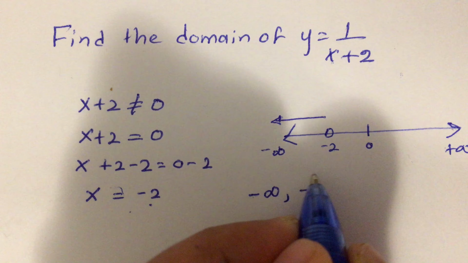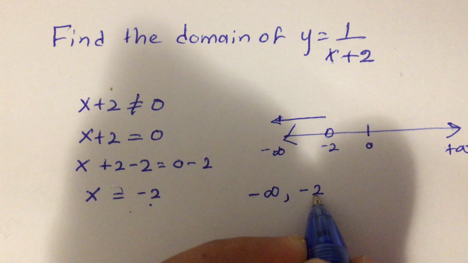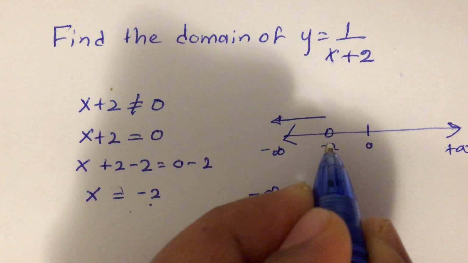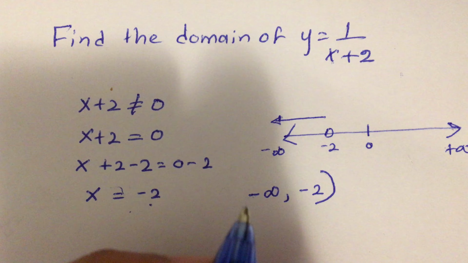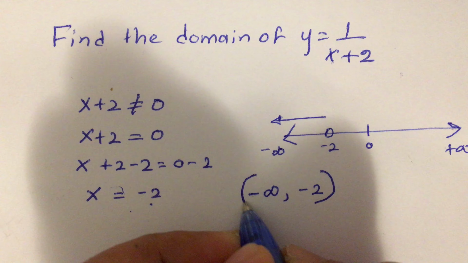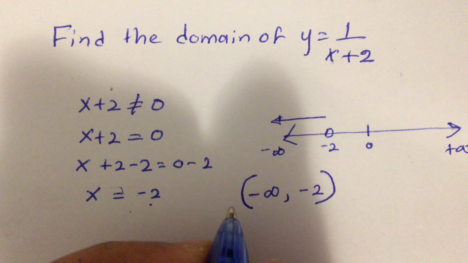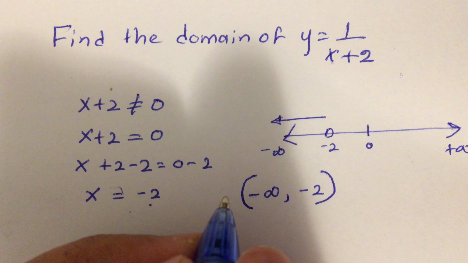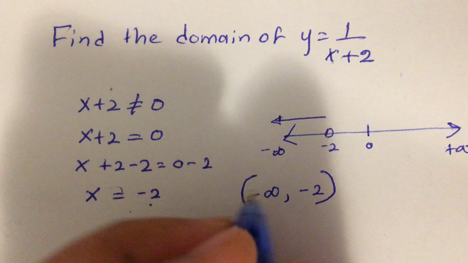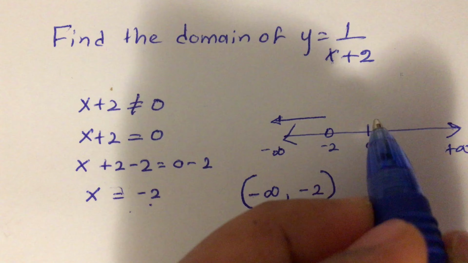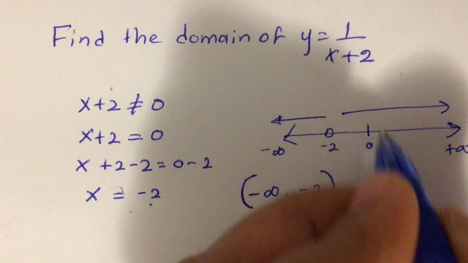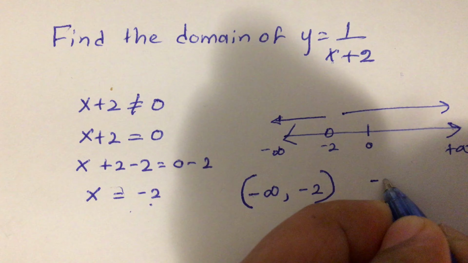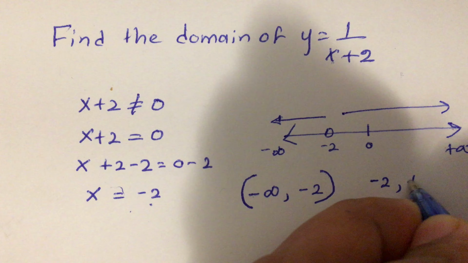Now what about the brackets? Since we exclude negative 2 from the real line, we have to use the open brackets, which is the parenthesis. And also we have to use the parenthesis for negative infinity, because infinity is not defined, right? So open brackets. Now you have to look at the other side from negative 2. So what is that set? It is from negative 2 to positive infinity.